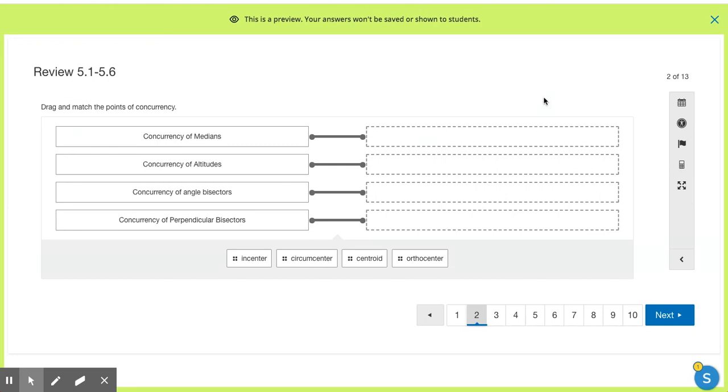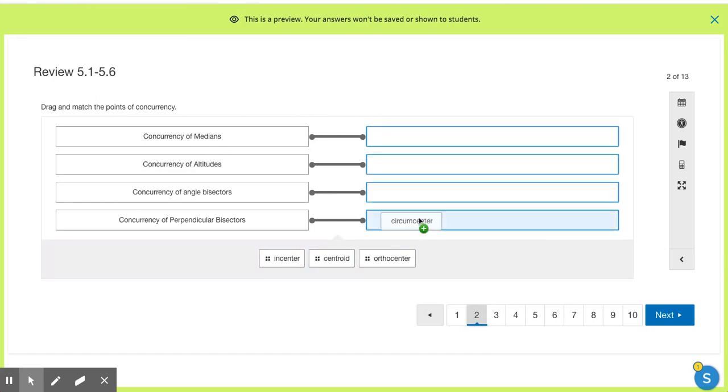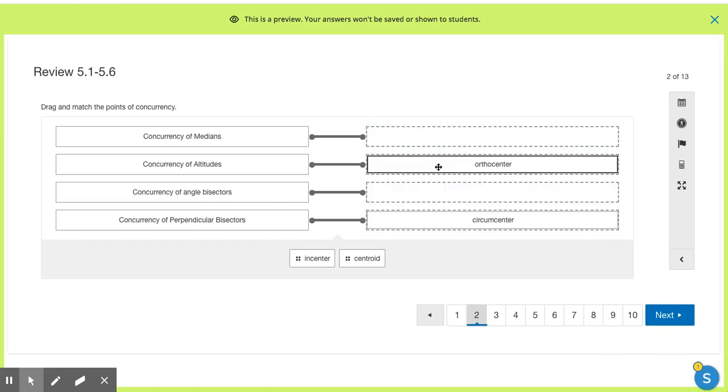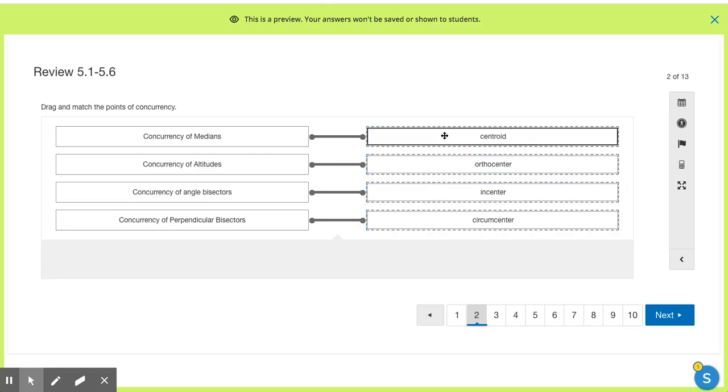All right, drag and match the point of concurrency. So basically, this is just a vocab refresh of understanding what these mean. We just did the perpendicular bisectors, and those are the circumcenter. Angle bisectors, incenter, altitude is orthocenter, and centroid is median. Yeah, altitudes is orthocenter. Angle bisectors is incenter, and then medians is centroid.